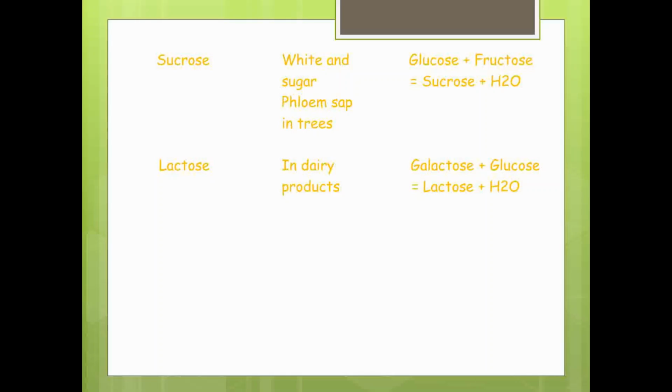Next type, lactose. In dairy products we can see lactose. They are present in dairy products. I said earlier that dairy products are milk, butter, things like that. So lactose is formed when one galactose and one glucose molecule form a lactose and release an H2O.